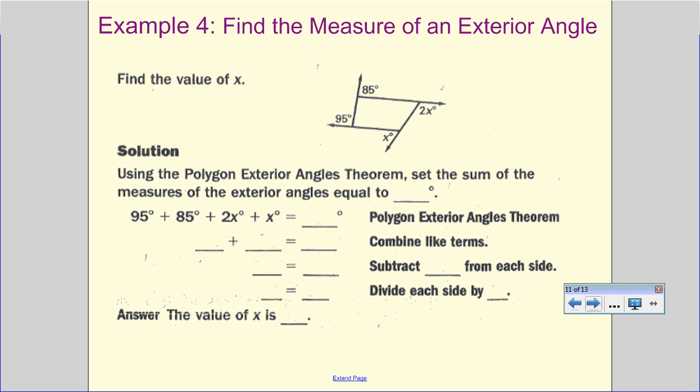So how can we use this? They want us to find the value of x. Well, I know all of the exterior angles together equal 360 degrees. So 95 plus 85 plus 2x plus x is 360. 95 plus 85 is 180, plus 3x equals 360. Subtract 180 from each side, so you get 3x is equal to 180, and so you divide each side by 3, and we get x is equal to 60.